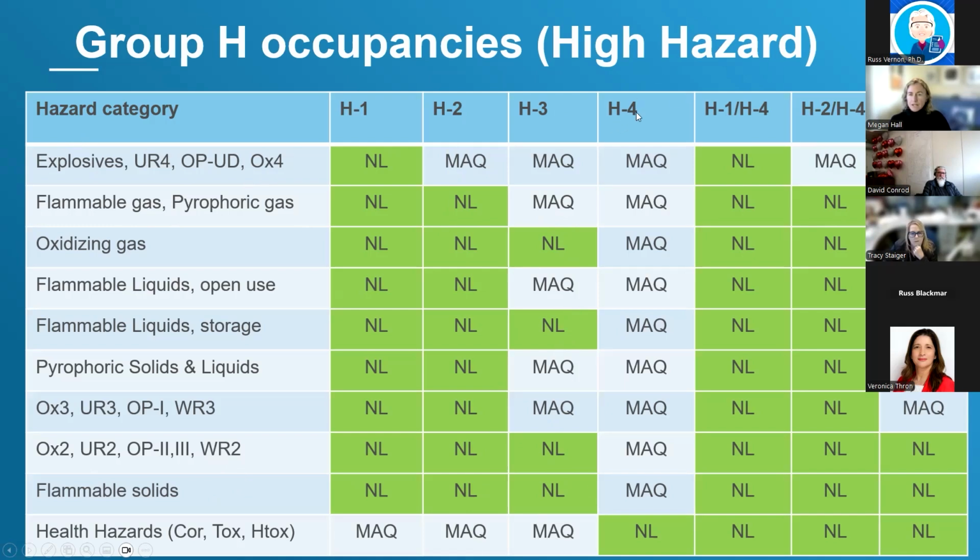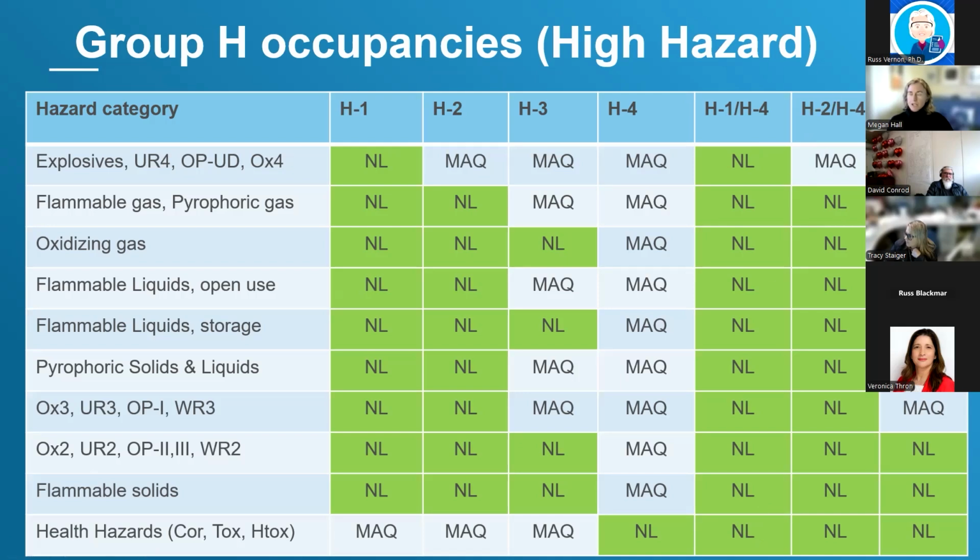Your H4, the health hazards, you're limited to MAQs for all these things that are physical hazards, but you can store unlimited health hazard materials, toxics, highly toxics, and corrosives. The only occupancy that truly allows unlimited hazmat is an H1, H4 occupancy. That means the building is designed to meet the requirements of both H1 and H4. And that means if there's a difference in the requirements, the most restrictive requirements will apply. But that means you can have unlimited everything, right?